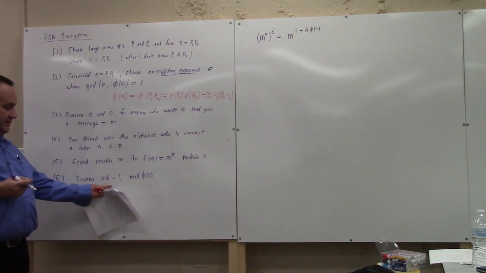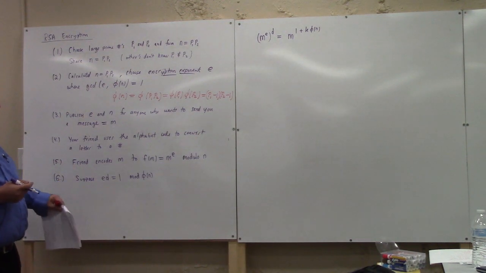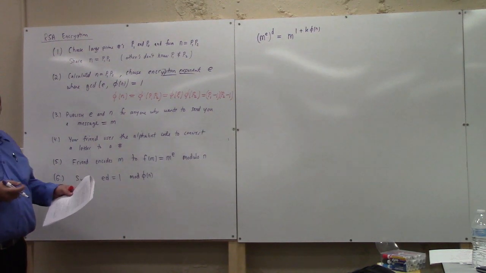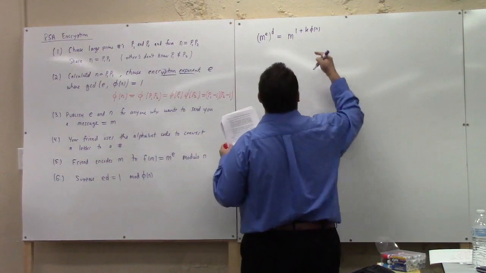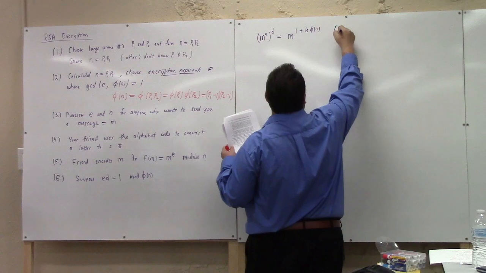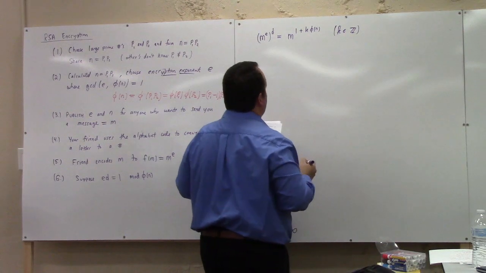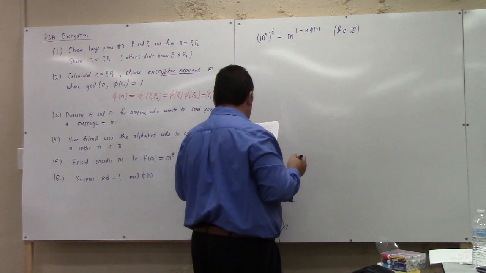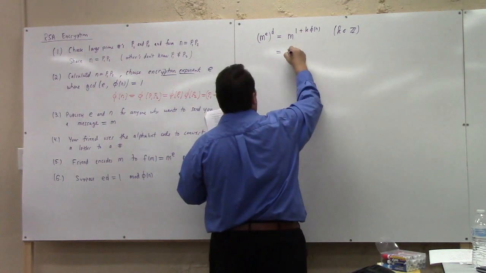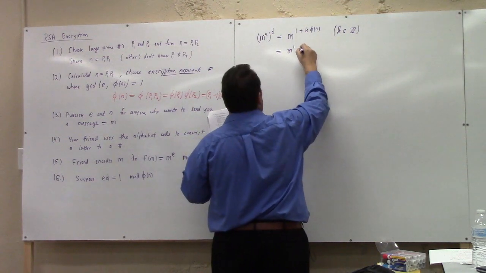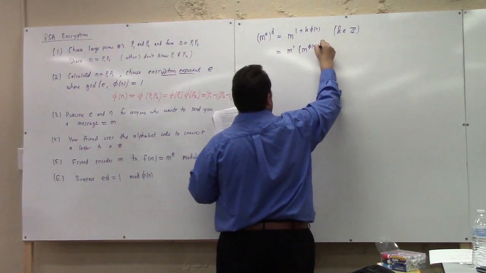Oh, right. Since ED is equal to 1 mod phi of n, that means that E times D is 1 plus some multiple of phi of n, right? Here K is some integer. All right, but what is that? This is equal to m to the 1 times m to the phi of n to the k by laws of exponents, right?